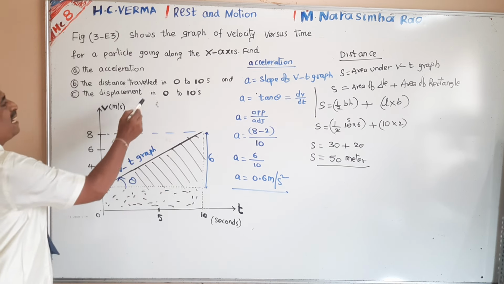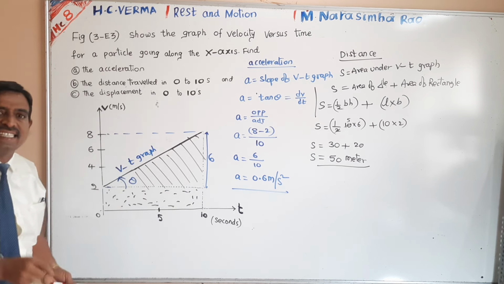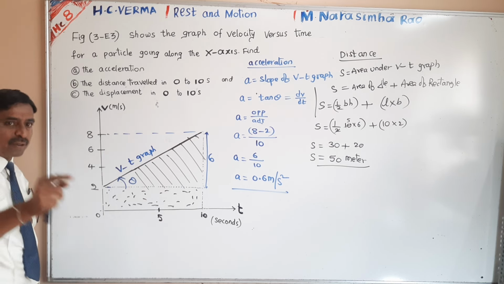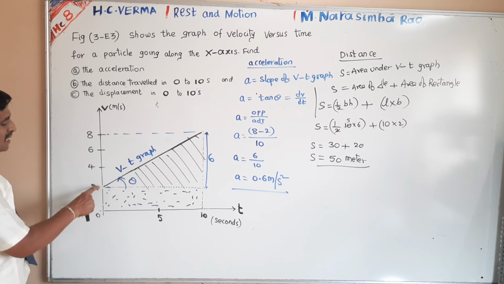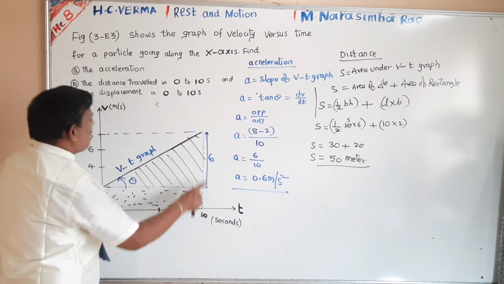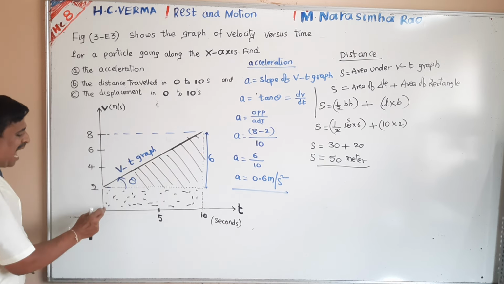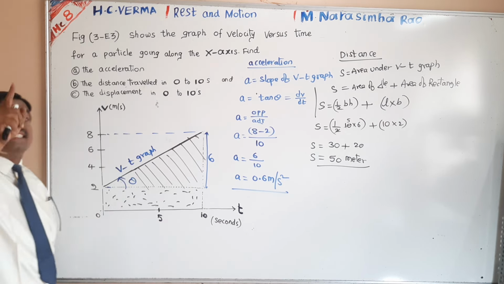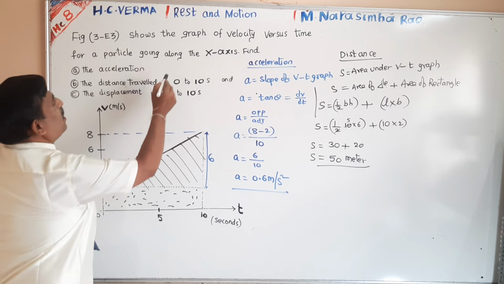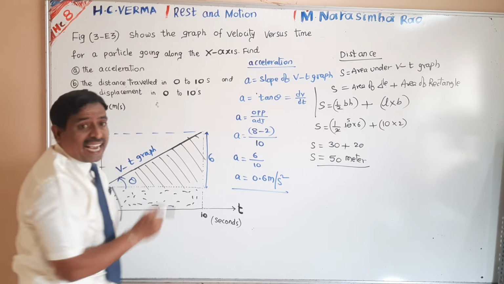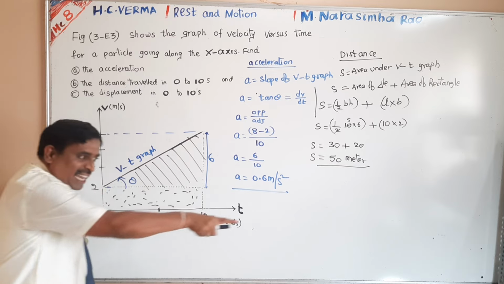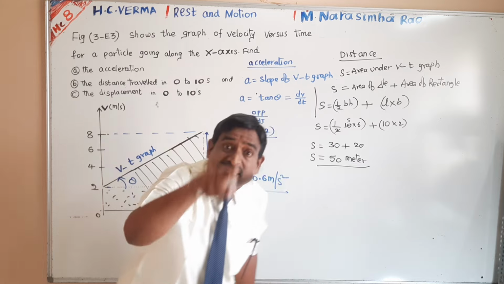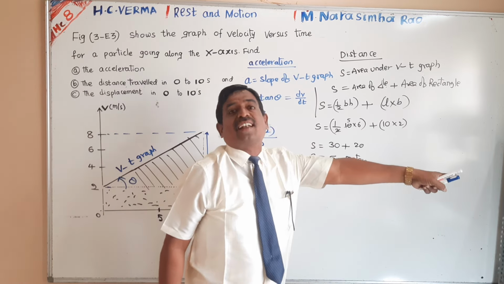Third question, displacement in 0 to 10 seconds. Here, velocity goes on increasing with respect to time. At 0 second, velocity is 2, and at 10 seconds, velocity is 8 meter per second. Velocity is positive. Here they told that the particle is moving along the x-axis, traveling in a single direction.